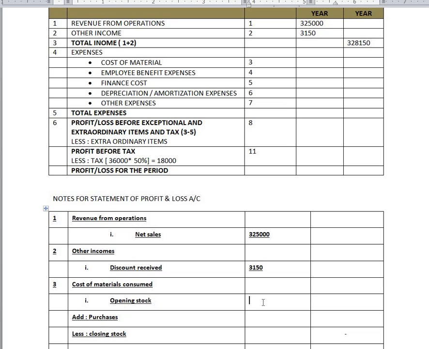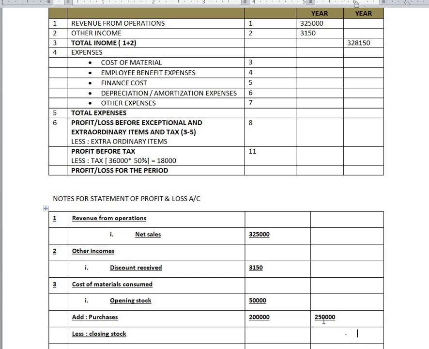So what is the amount of opening stock given in the question? Opening stock given in the question is 50,000, isn't it? So to that opening stock, you have to add purchases. What is the amount of purchases given in the question? It is 2 lakh, isn't it? So when you add 2 lakh and 50,000, the answer you get is 2,50,000.